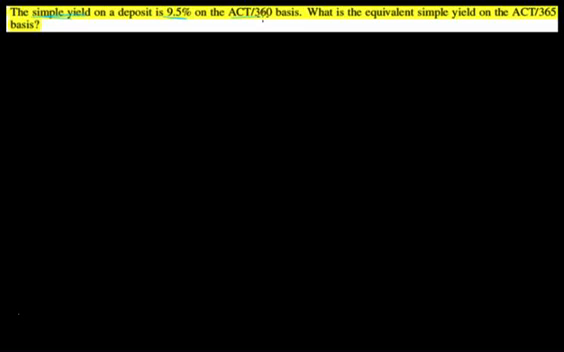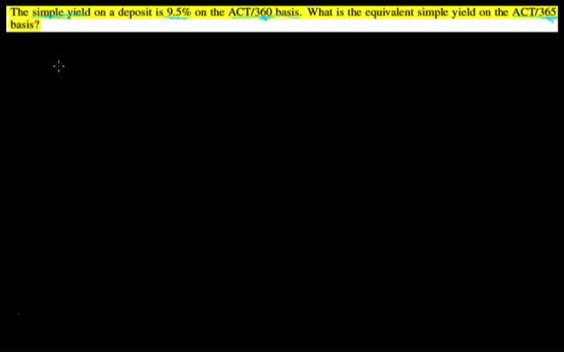On the ACT 360 basis, so the actual amount of days over a 360-day basis, what is the equivalent simple yield on the actual days 365 basis? Okay, so instead of assuming 360 days in the year, we're going to assume that it's 365 days in the year. What impact is this going to have on our yield of 9.5%?